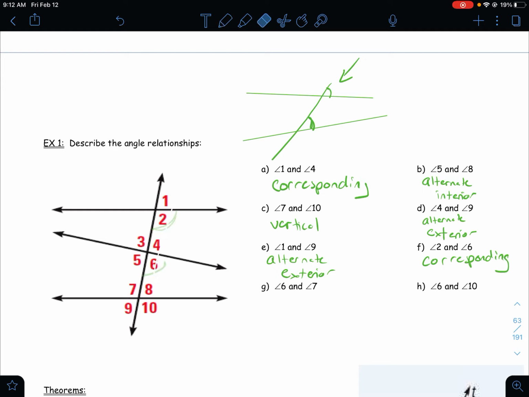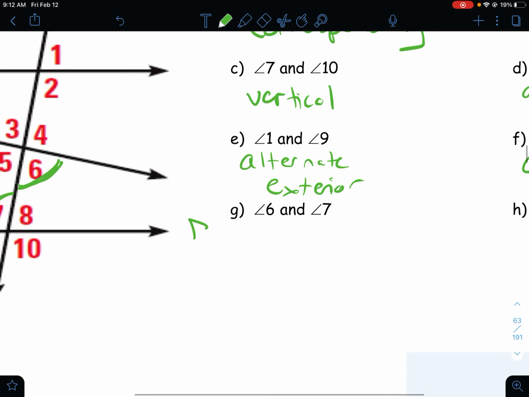And then we've got 6 and 7. So I want you to look at your notes and see if you can figure out what 6 and 7 are. So look at your notes. Do we think it's alternate interior, alternate exterior, same side interior, same side exterior, vertical? What do those guys look like? So those guys are going to be alternate interior.